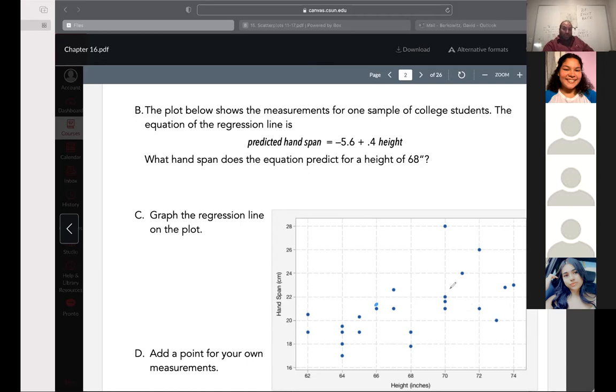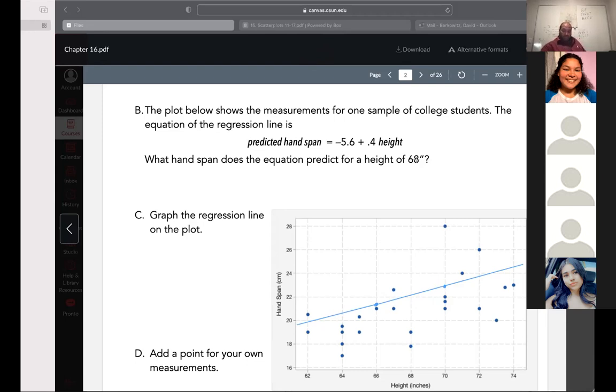And if I put in 70, for example, what would it predict? I get 22.4. And why did I do those 2 points? Because now, oops, it's a little off. It's not perfect, but something like that would be my best fit line.